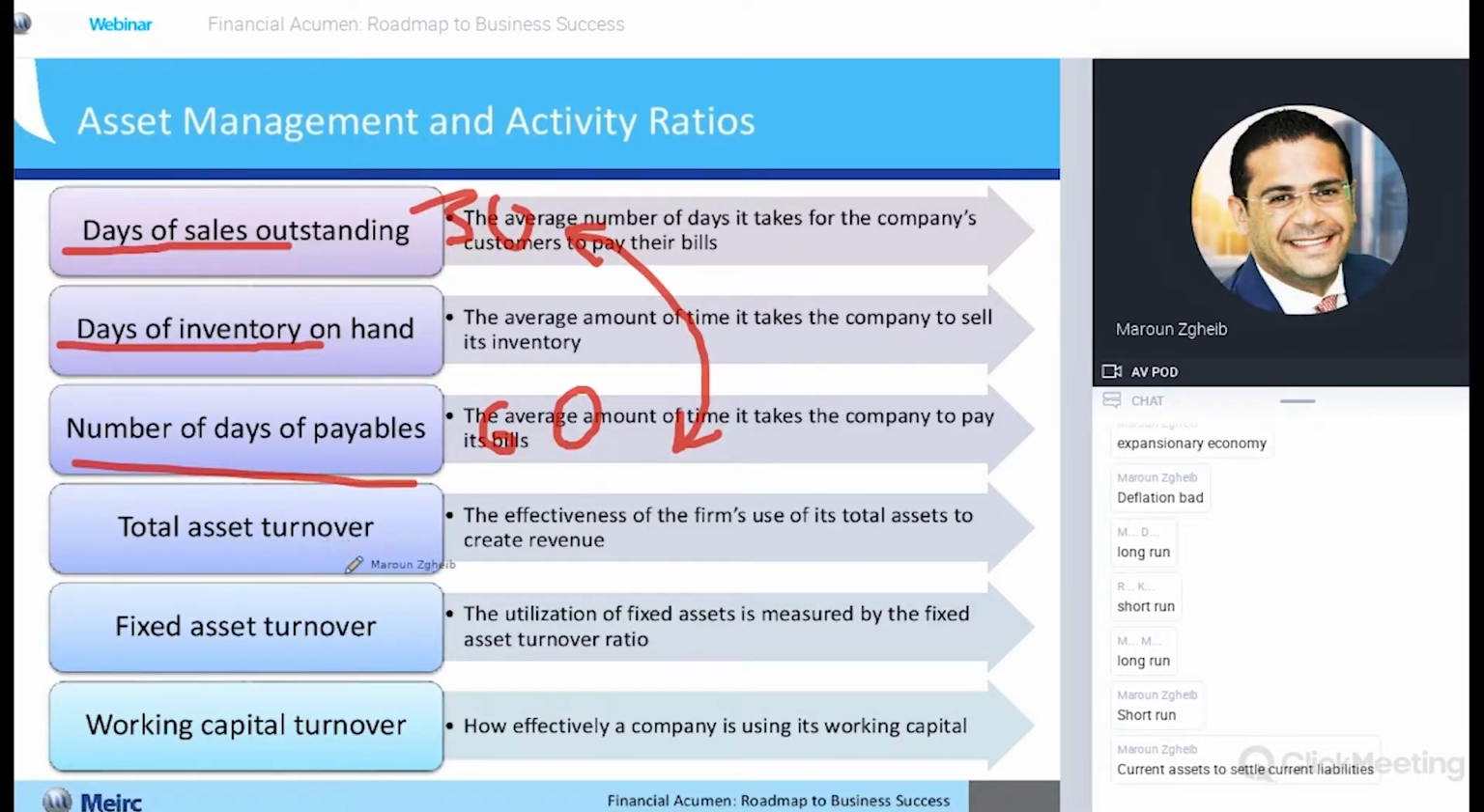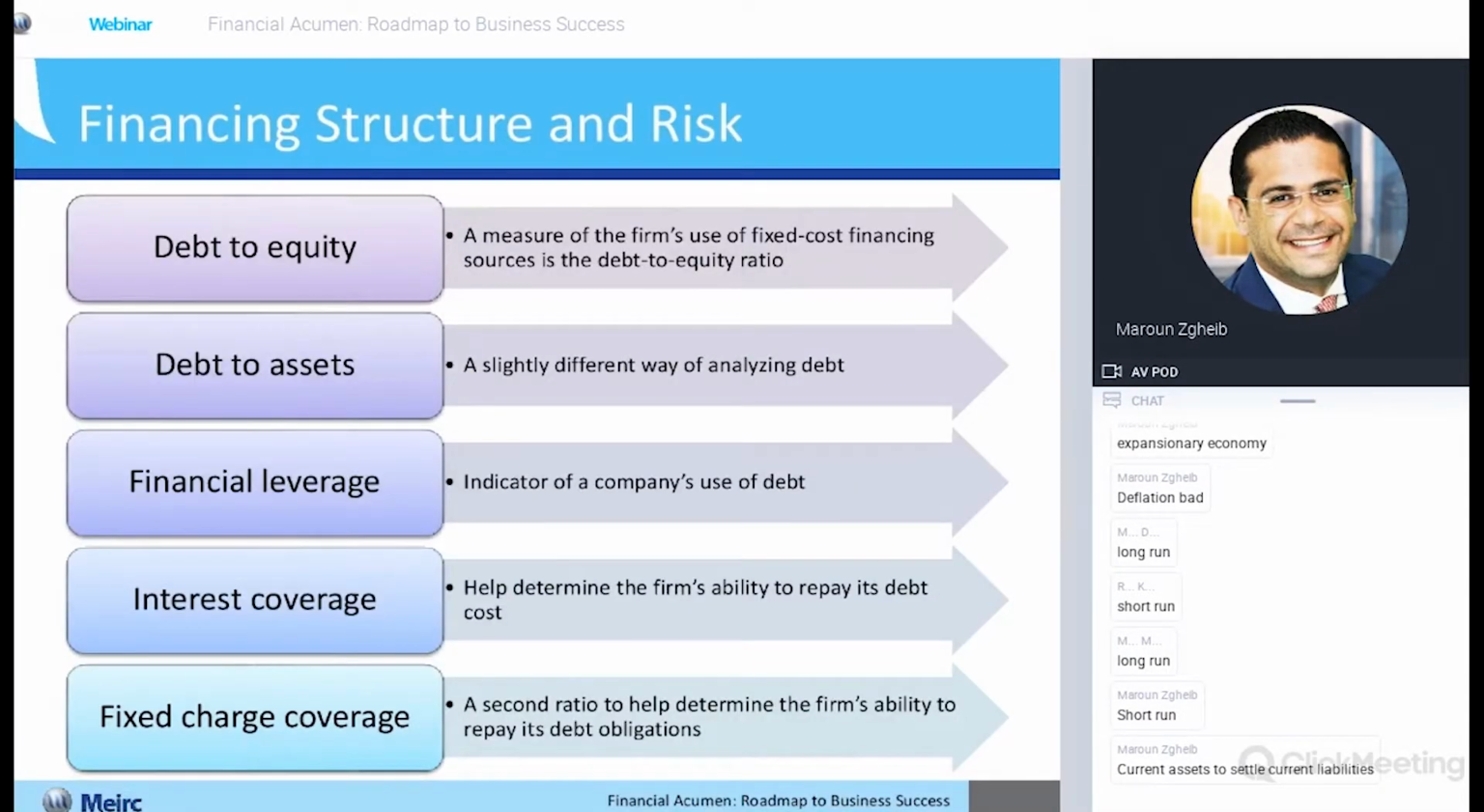We look at turnover ratios of the assets. If your assets are actually being used well, how you are using the assets, the firm's use of its assets, whether they are fixed assets or total assets, in order to generate revenues for the company.